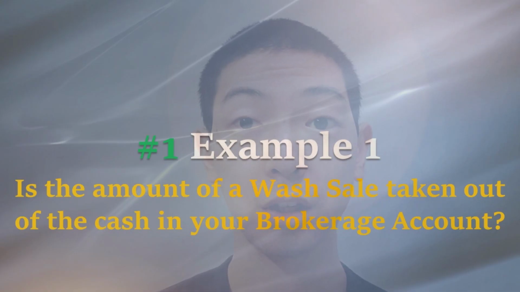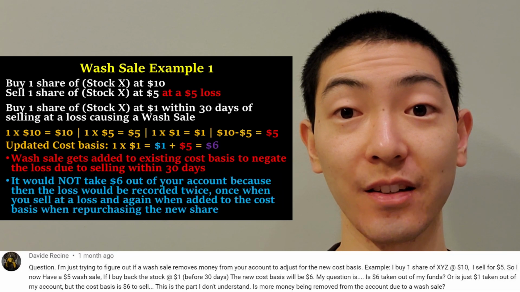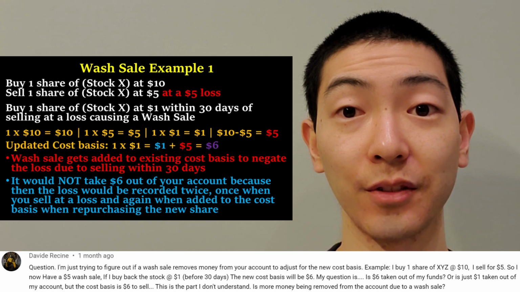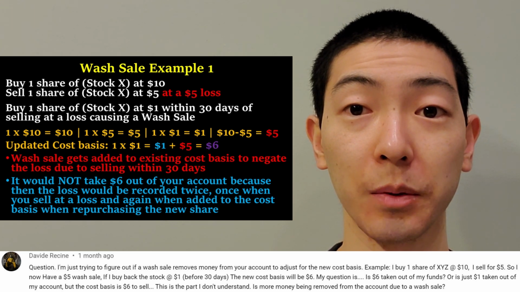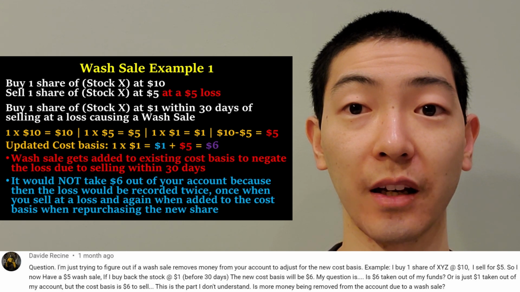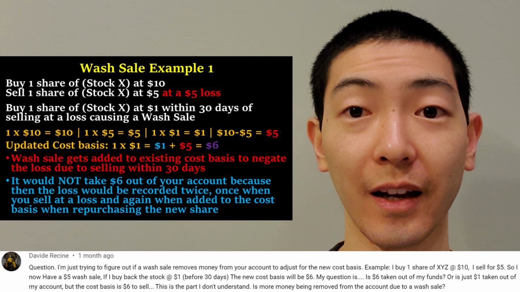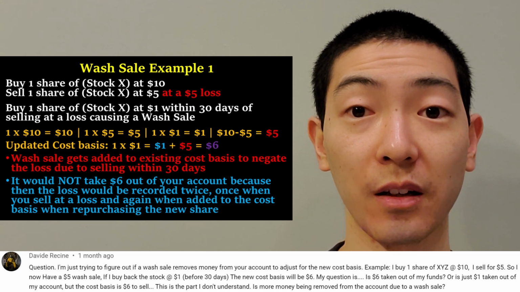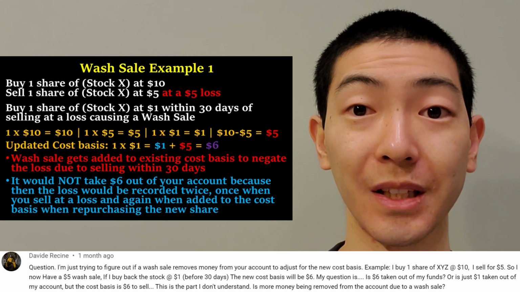So the first question I'll go over is whether the amount of the wash sale is taken out of the cash of your brokerage account. So in this example, buying one share of a stock at $10, selling at a loss of $5, which causes a $5 wash sale, once one share is repurchased within 30 days of selling at a loss. The one share in this example was repurchased at $1, and so only $1 should be taken out of your account, even though the wash sale adjusted cost basis would be $6.